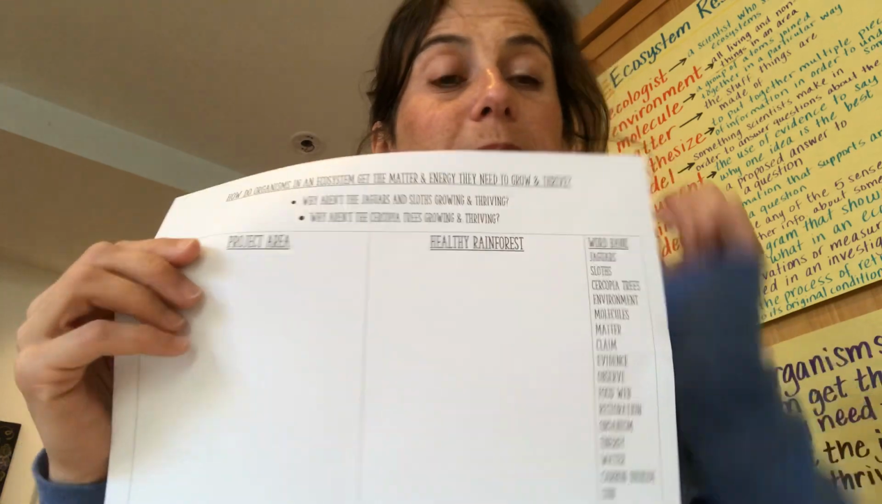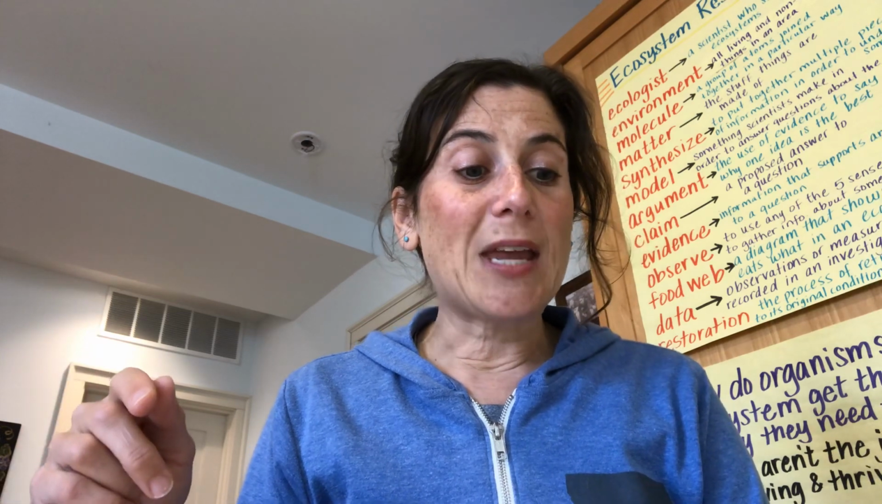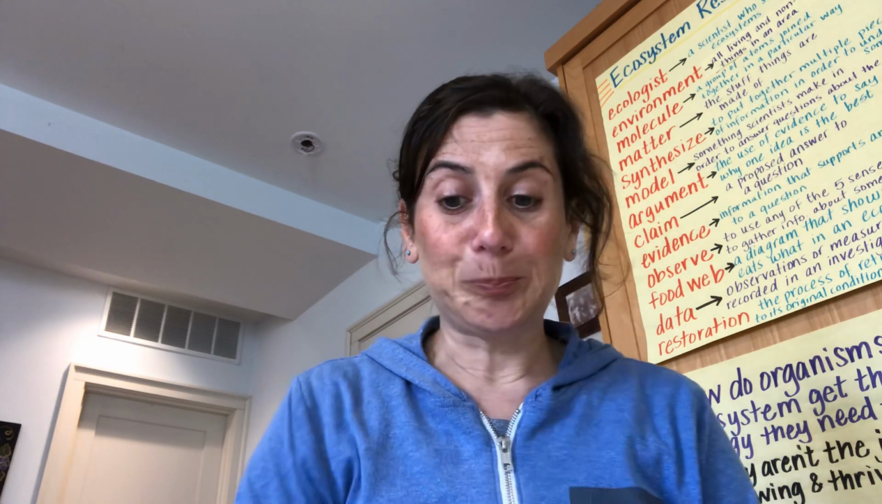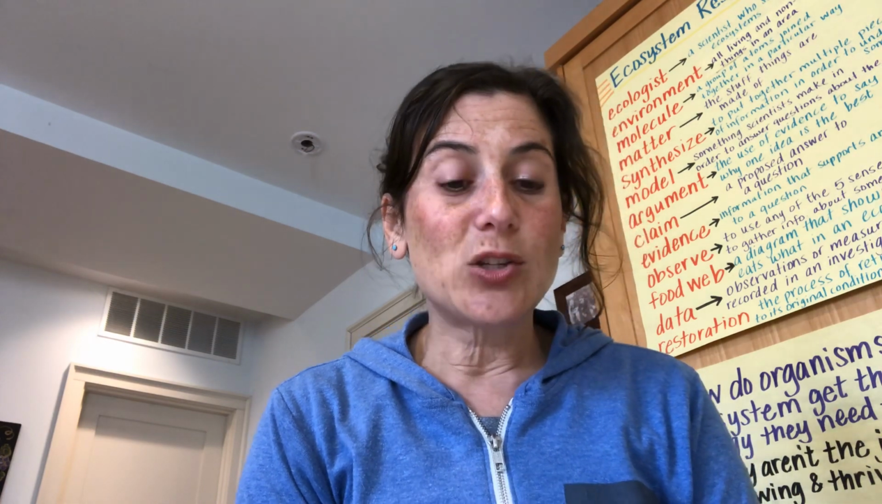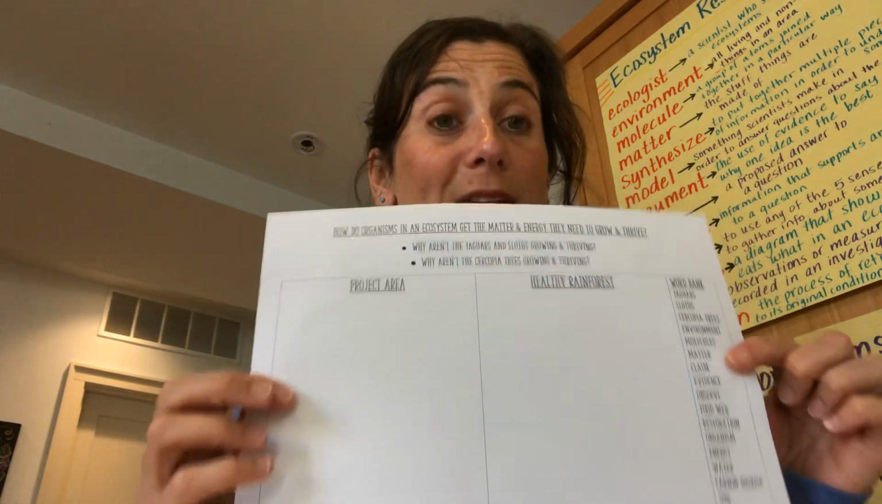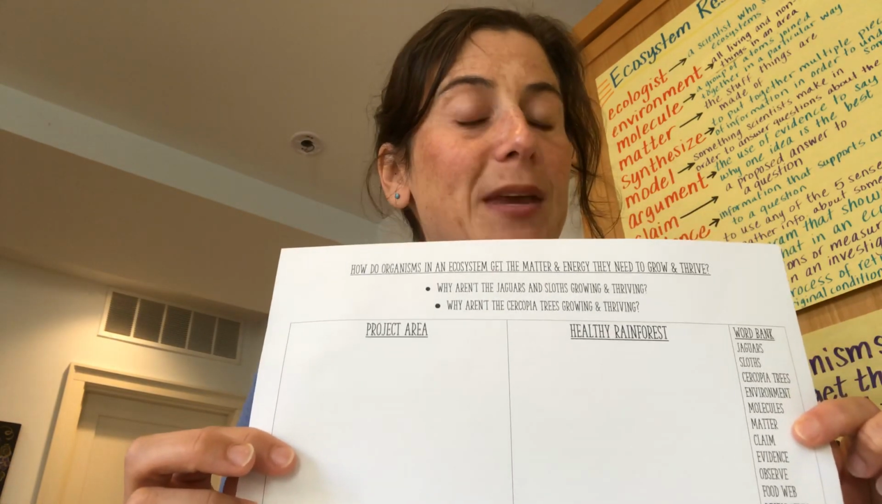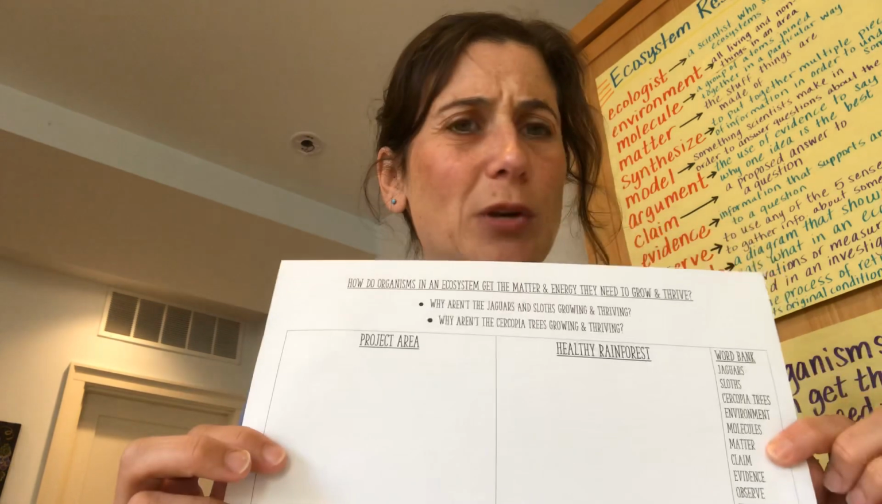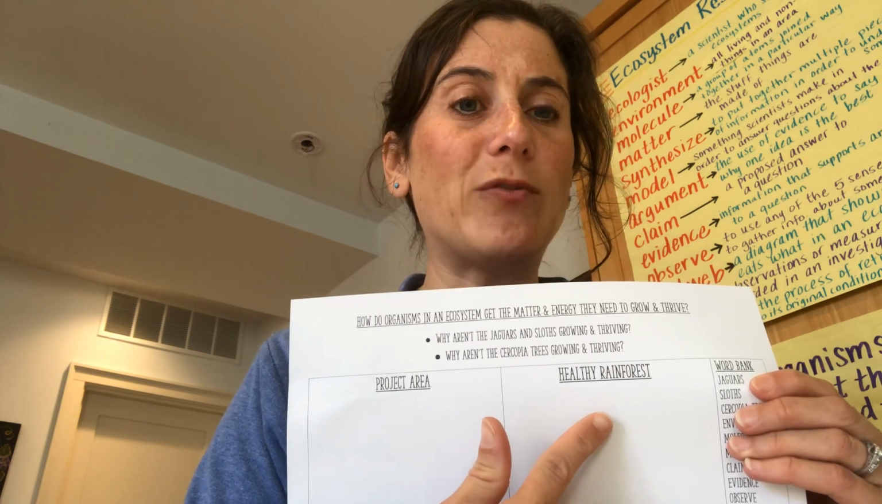Okay, remember that models can have drawings, labels, arrows to show movement or the direction of something. You can do zoom-ins, you can do cutaways, diagrams. You could put questions on there. You could put explanations on there. So if you can print this out and do it right on this paper, that's awesome. If you can't, then you can always just do it on a regular piece of paper and just put project area on one side and healthy rainforest on the other side, and then you're good to go. And then just look at this from your computer.